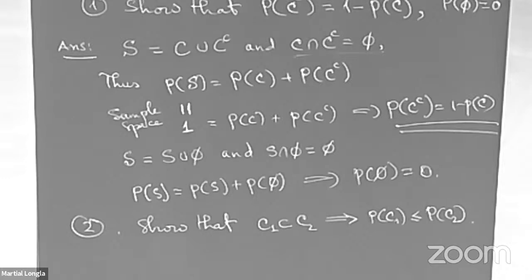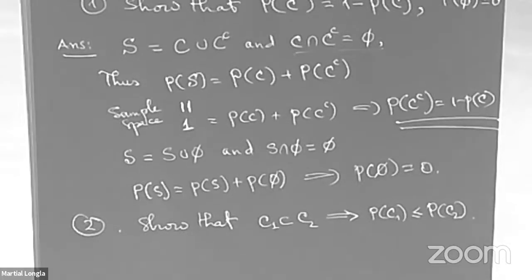C2 intersection with C1 complement. So if I take in C2 the elements, look by definition, you will see that it works. Take in C2 the elements that are not in C1. What is that? It's C2 intersection with not C1, which is the complement, right?